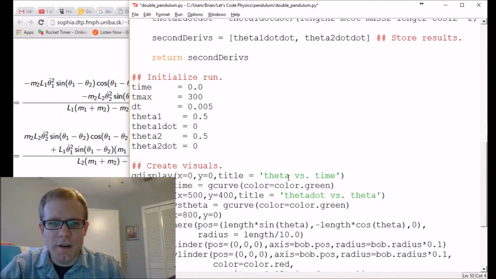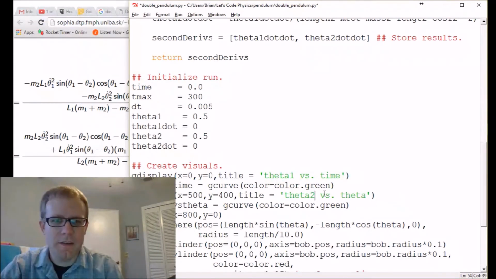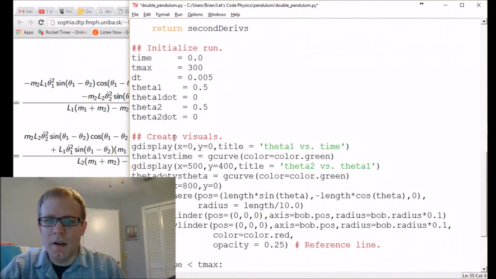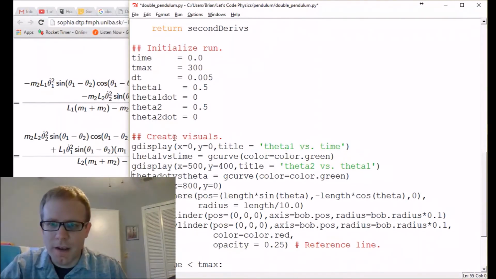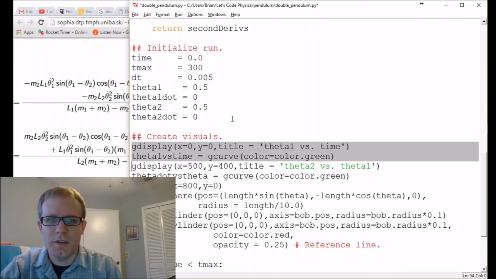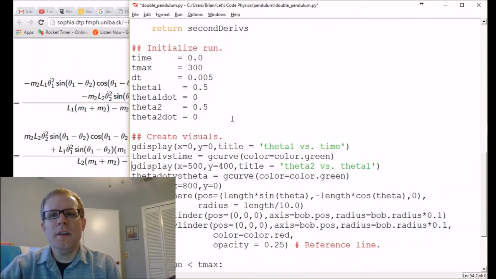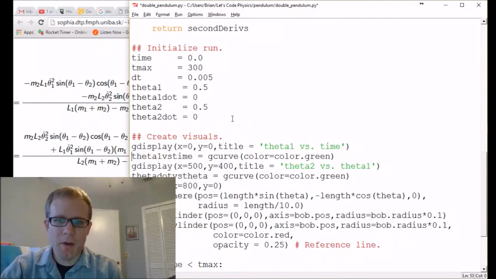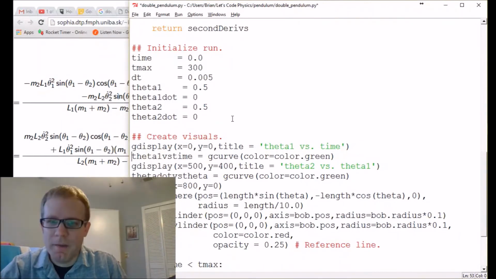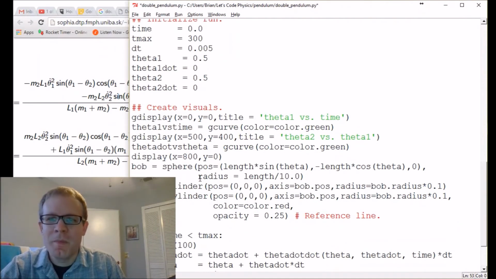We'll need to call this theta 1. Actually, let's make our phase space theta 2 versus theta 1. Well, let's leave the name for right now. Actually, let's just get rid of this one altogether because I'd be more interested in the phase space plot. Oh well, no. Tell you what, I'll worry about the visuals next time. Let's just see if we can get the animation running this time.